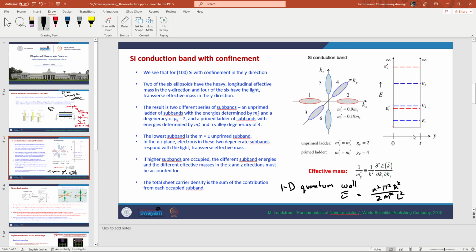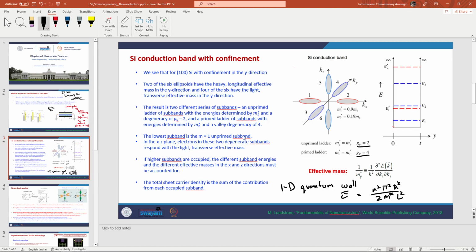These are essentially called the subband ladders. As a convention, the unstrained levels are the primed ladder, and the strained levels correspond to the unprimed ladder. There are two of those, and four of the primed ladder.